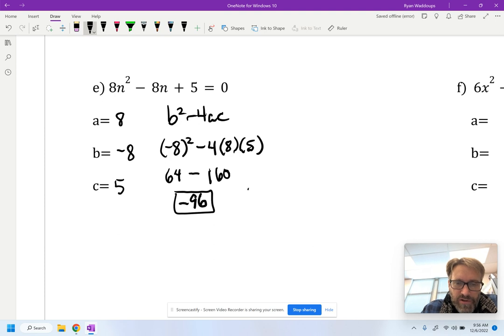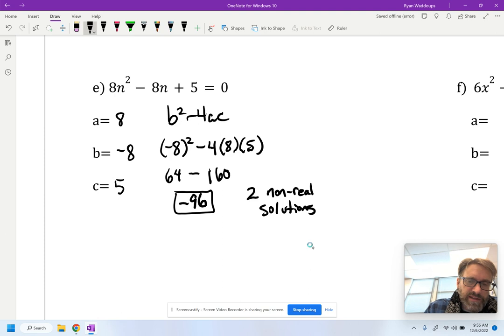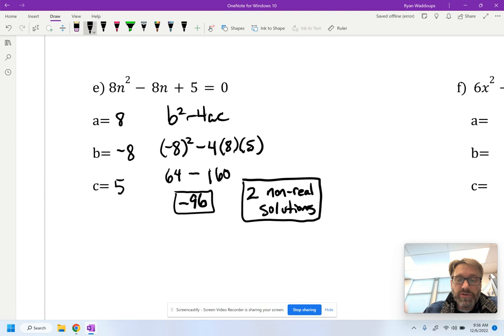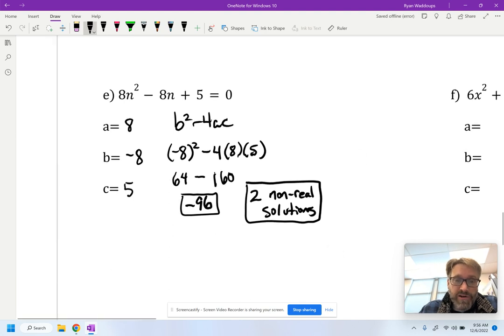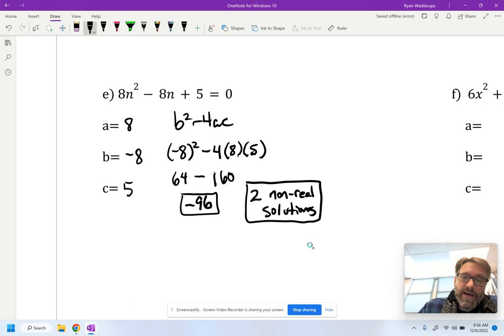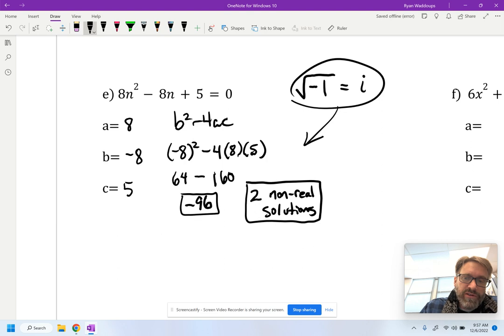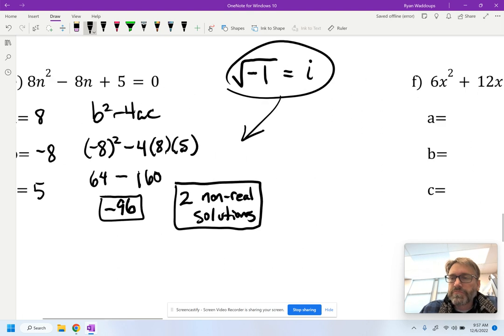This means there are 2 non-real solutions. And once again, that means zero real solutions, 2 non-real solutions. There are solutions, but they involve an imaginary number, because when you have a negative under the radical, remember the square root of negative 1 is the imaginary unit i, and so you're going to have the unit i in your answer when you find the answers.